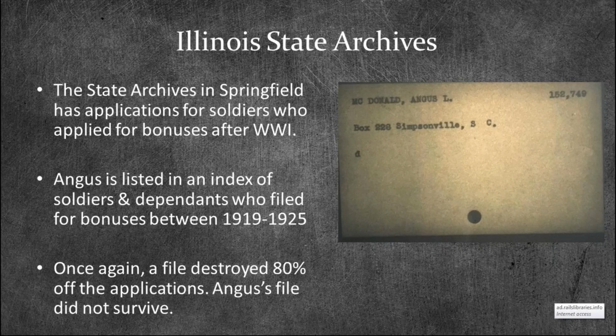But what's fascinating about the index card file is that he applied for his bonus not when he returned home from the war, but after he had already moved to South Carolina. So what it tells me in the index is that I need to see if he applied for a bonus in South Carolina as well, to see if I can find some additional information on him. So I am not through with Angus, not even close, but at least it's a start.